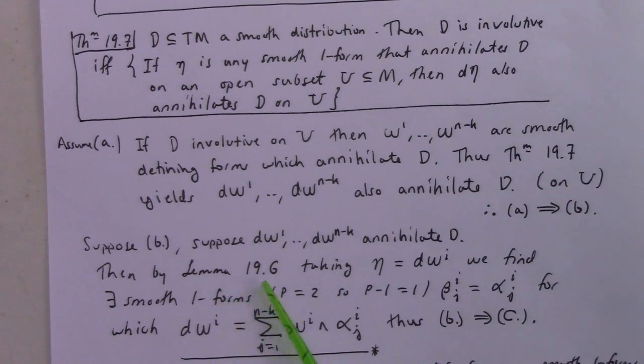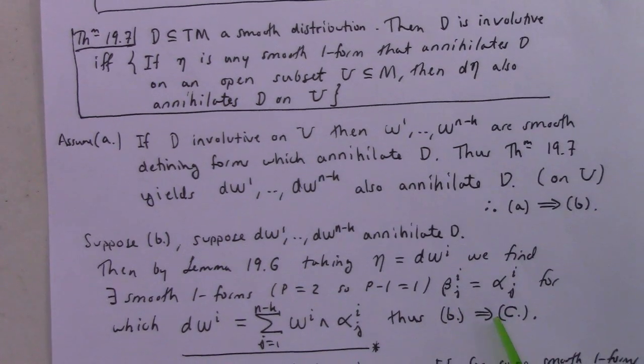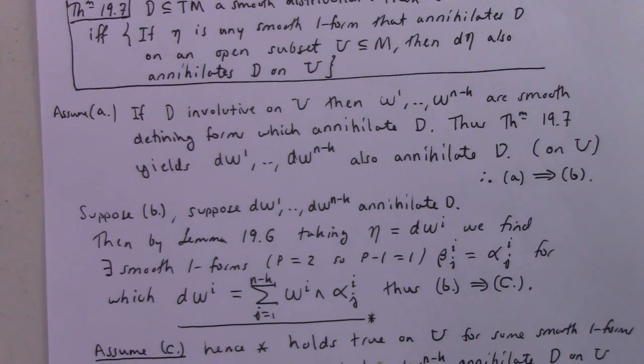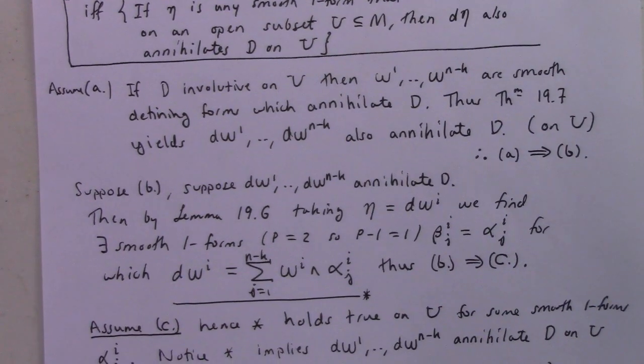But then lemma 19.6 tells me that if I take eta equal to d omega I, then I find smooth one forms, because p equals 2 gives me p minus 1 equals 1, so I can set my quote-unquote beta ij from the theorem equal to alpha ij for the sake of this particular claim. And that gives me that d omega I is equal to that. So B implies C.